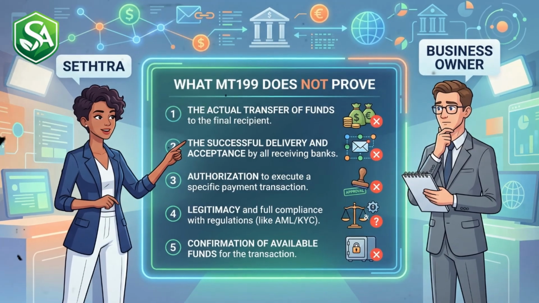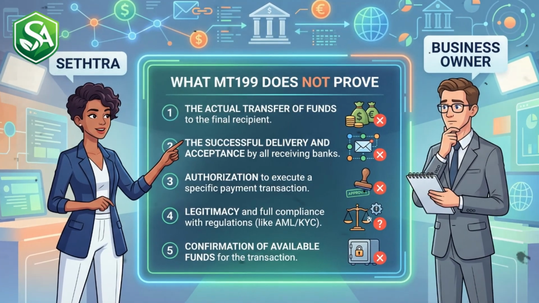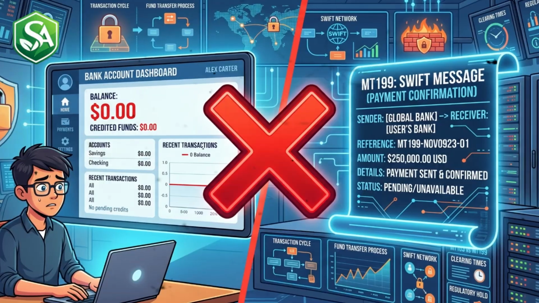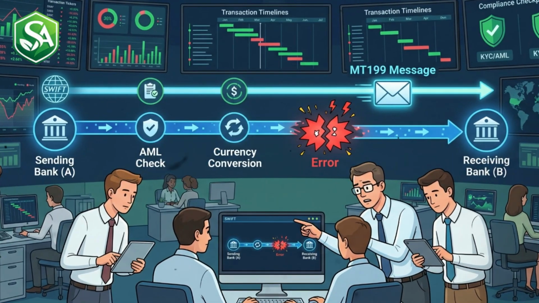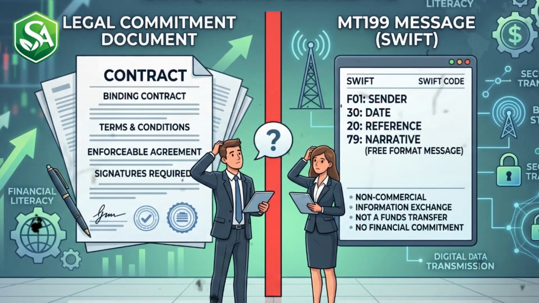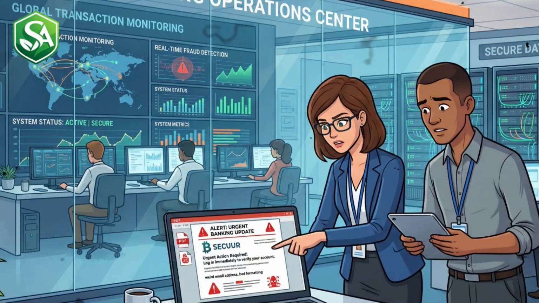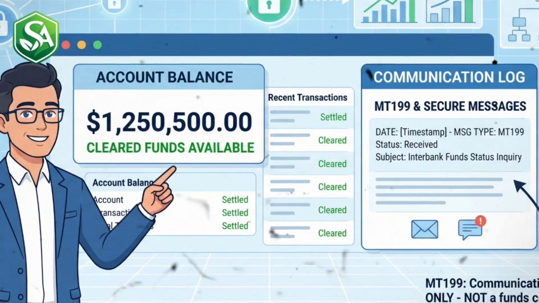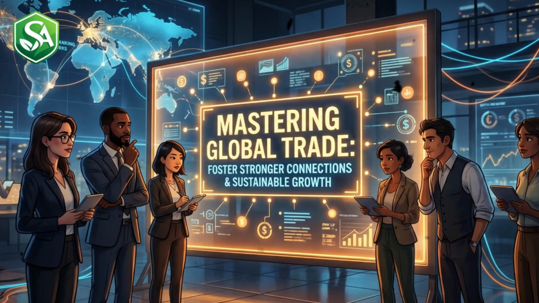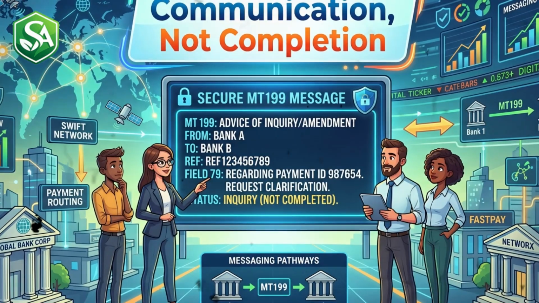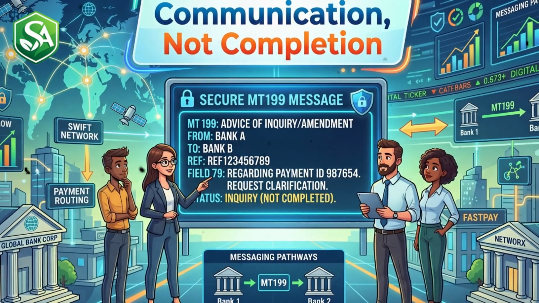Now, let's talk about what MT199 does not prove. It does not prove funds are in your account. It does not prove a buyer has paid you. It does not prove a transaction cannot fail. It does not prove a bank has legally committed to pay. It does not prove a PDF is authentic. And it does not replace cleared funds. If you remember only one thing from this video, remember this. MT199 is communication, not completion.